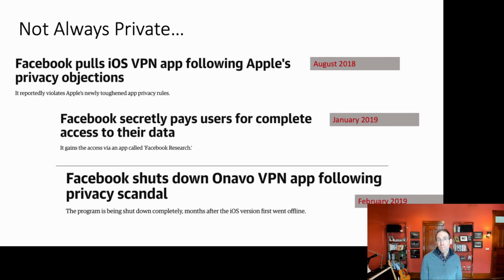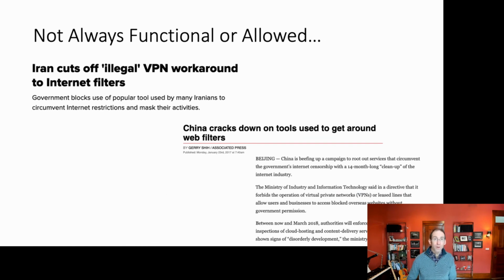Now, Facebook's Onavo VPN service is a particularly egregious example of a VPN service provider gathering private data and using it. But there are likely many commercial VPN service providers who are performing similar practices. Some of these VPNs have been audited, but there are many commercial VPN services that haven't been. One rule of thumb is that if the VPN service is free, it's probably paying for the operation of its service somehow, and it might be selling your data to pay for the operation of its service. VPNs are also not always functional or even allowed. In the past, both Iran and China have made the use of VPN services illegal.